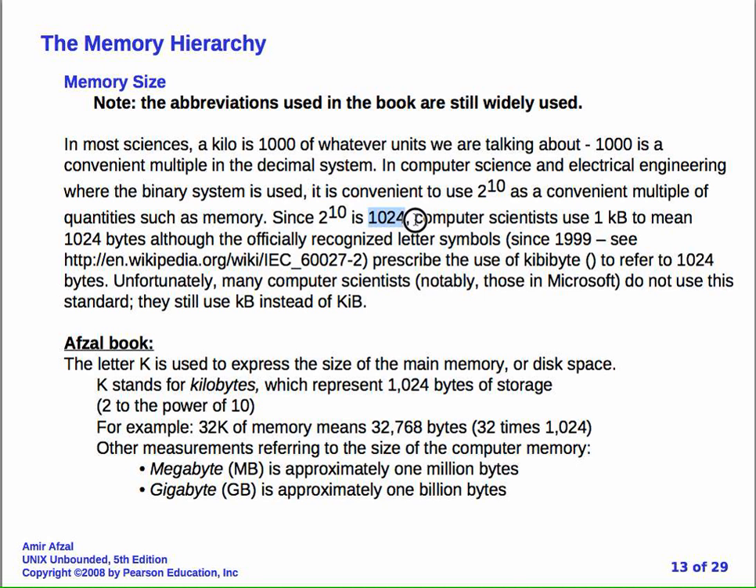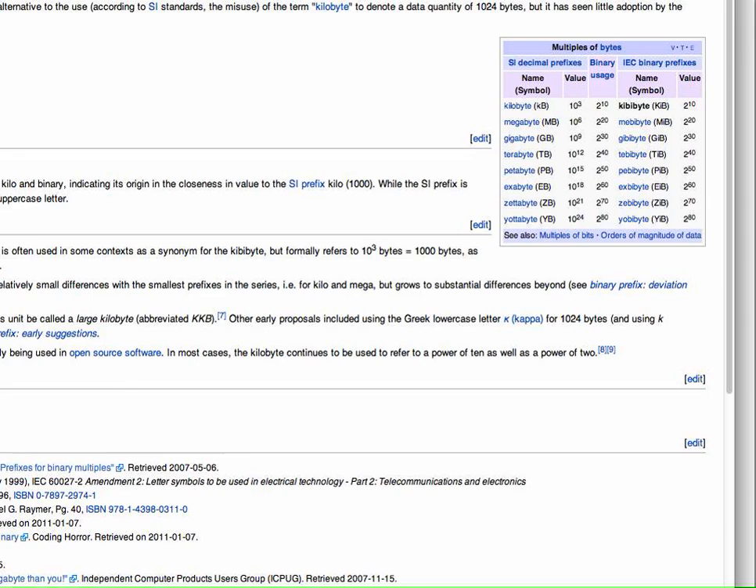And so when computer scientists say 1 kilobyte, what they really mean is 1024 bytes, not just 1,000. And there are actually some officially recognized letter symbols. For example, when you say 1024 bytes, what you should say is kibibyte. Hardly anyone says that. Most people say kilobytes, but that's what you're supposed to say, and it's abbreviated KiB. So I will try to stick to this notation of a kibibyte.